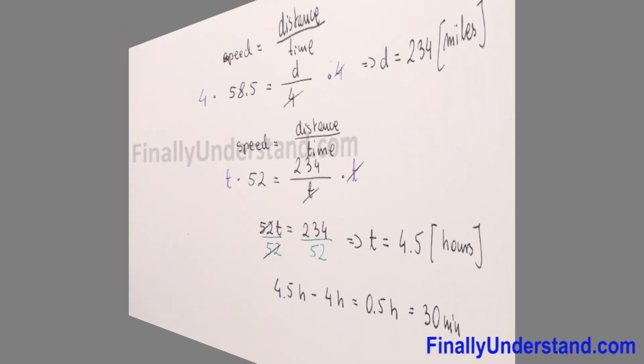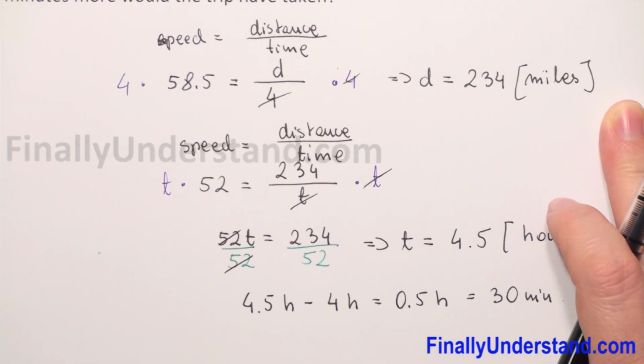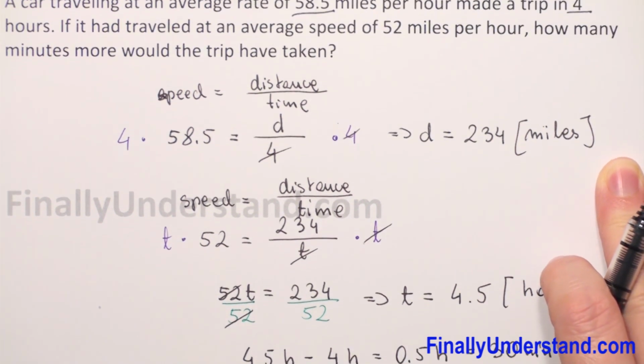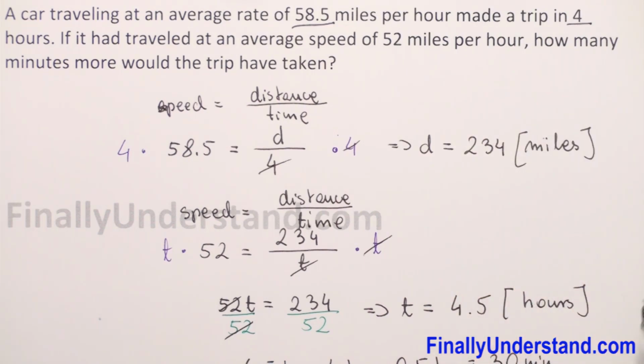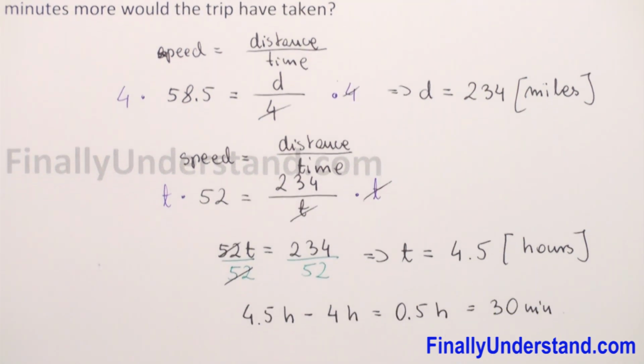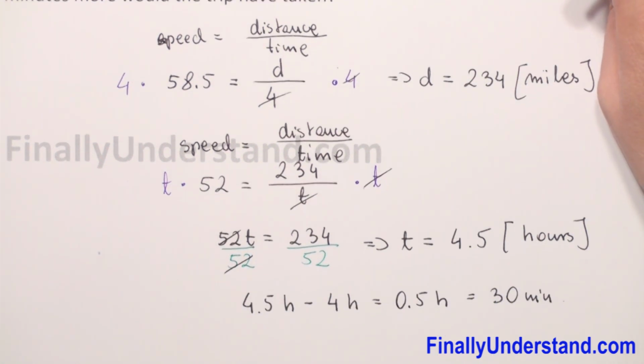So we found how much longer the car will travel when the speed is 52 miles per hour. It takes 30 minutes more. This is my solution.